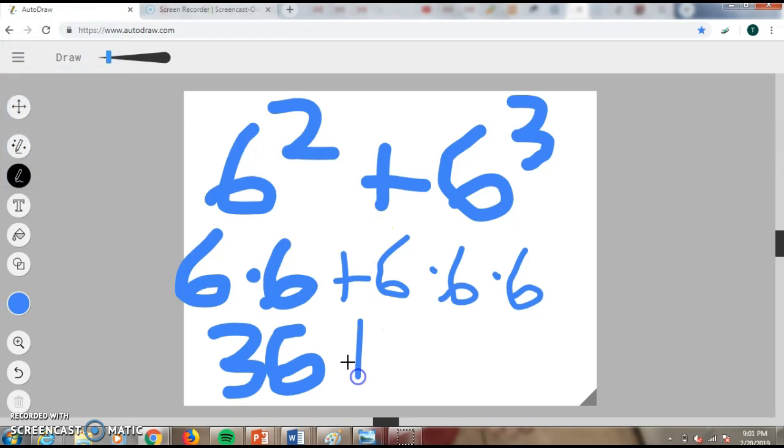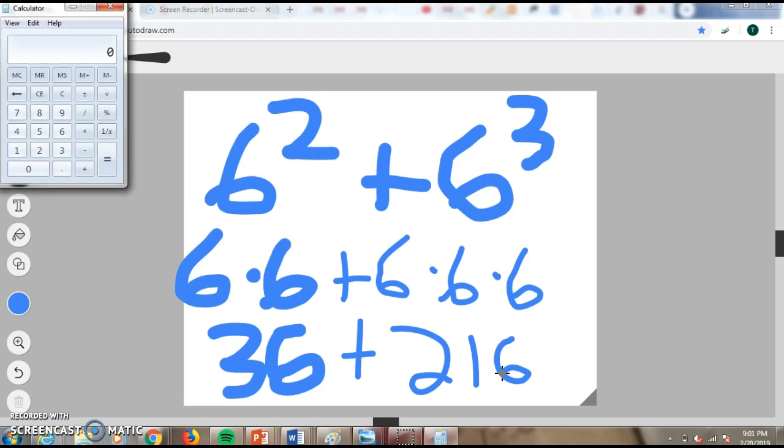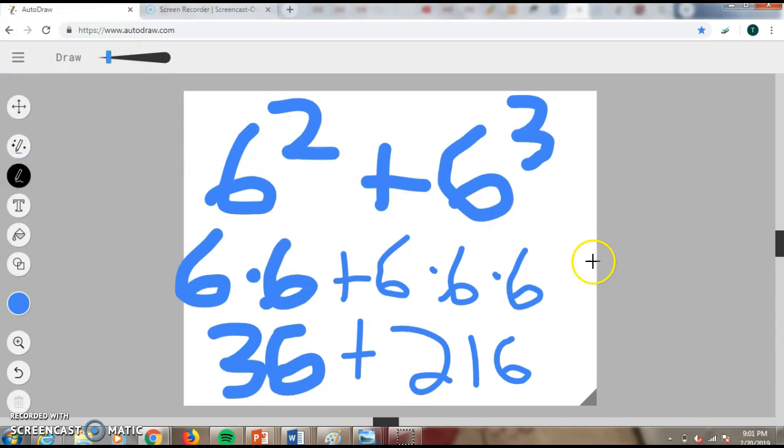So this would be 36 plus 216. And then you can use the notepad on the quiz, or you can use the calculator function. 216 plus 36, and you get 252. That'd be your final answer for this one, 252.